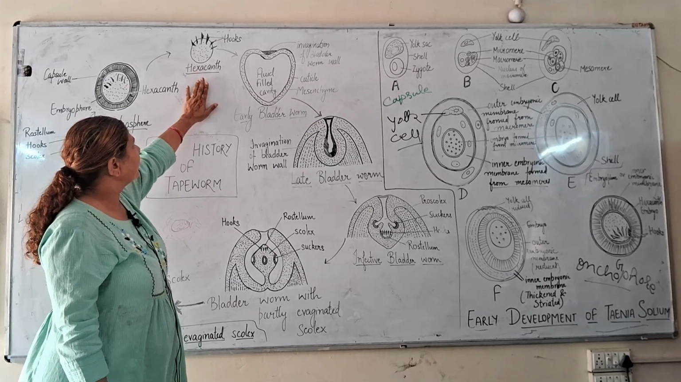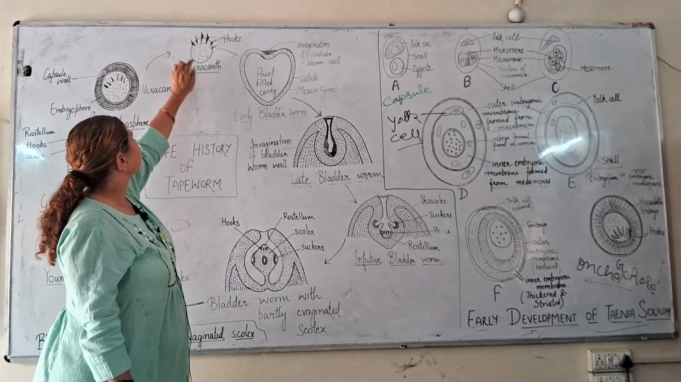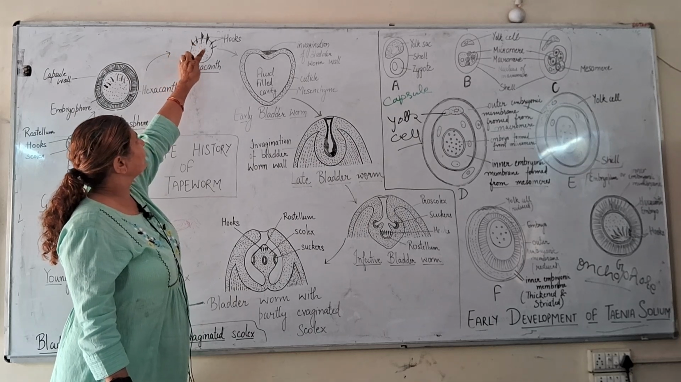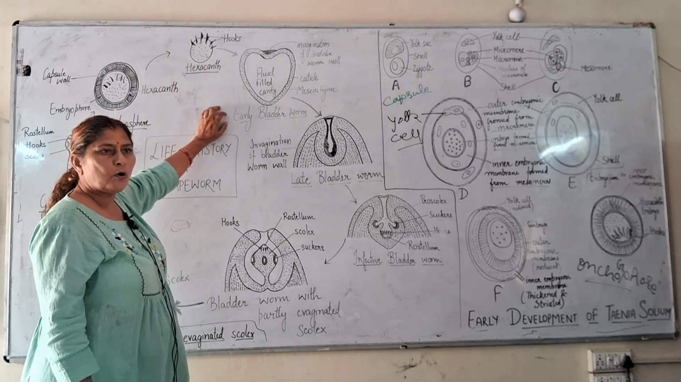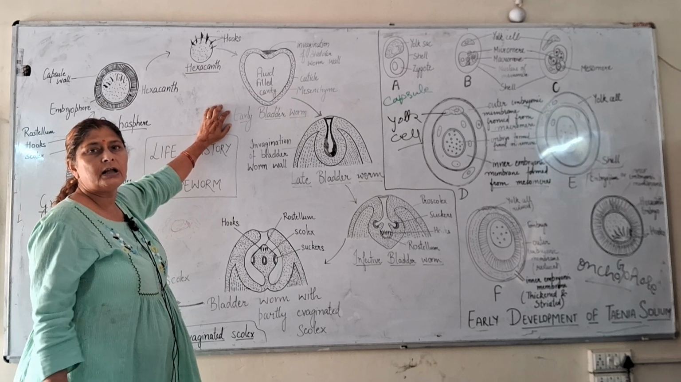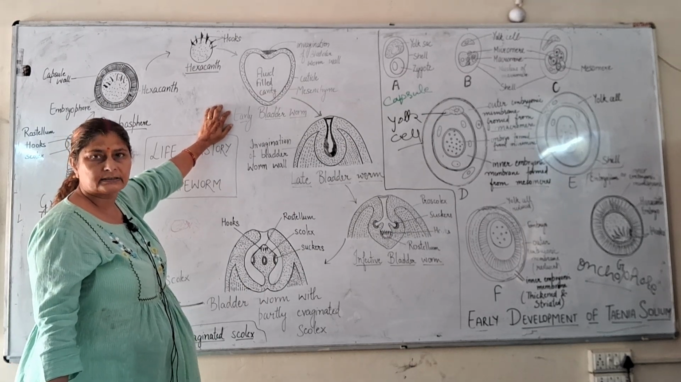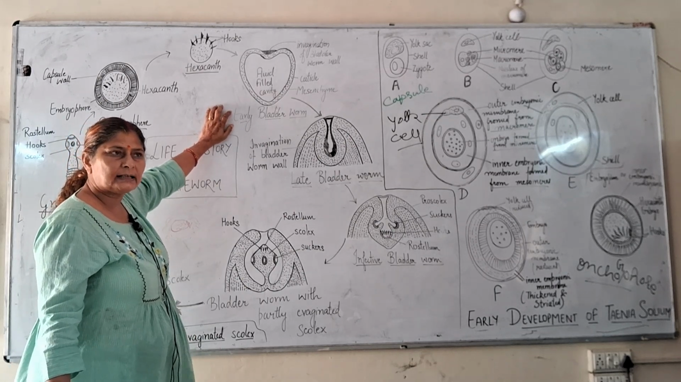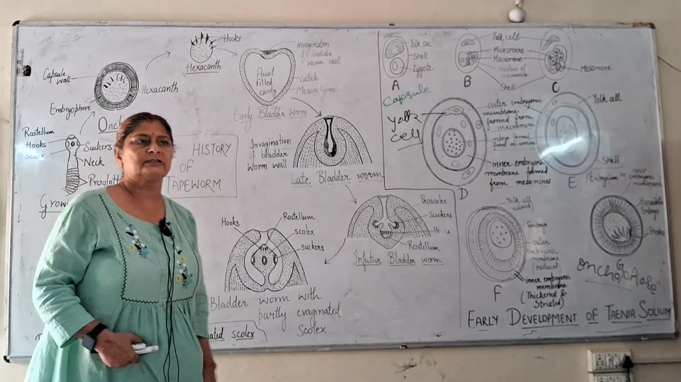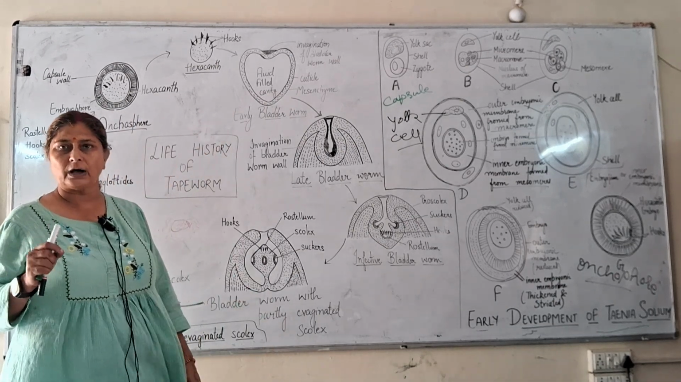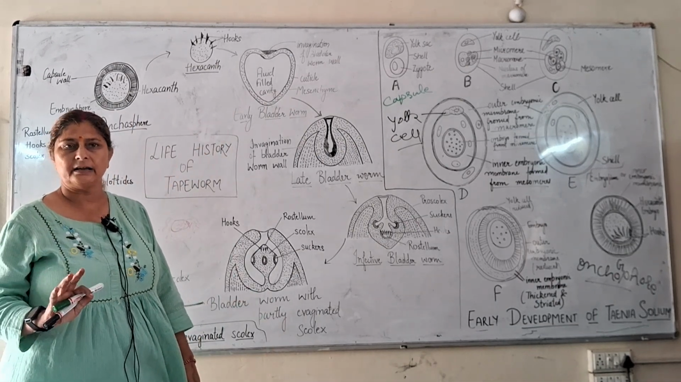This is called the hexacanth, which contains 1, 2, 3, 4, 5, 6 hook-like structures. Now they enter into the intestine. By these hooks they attach to the body wall of the intestine.